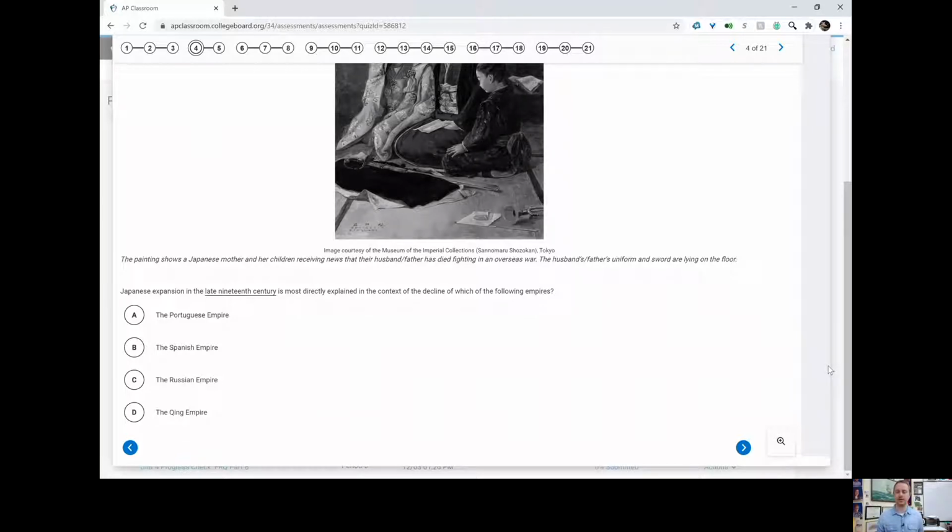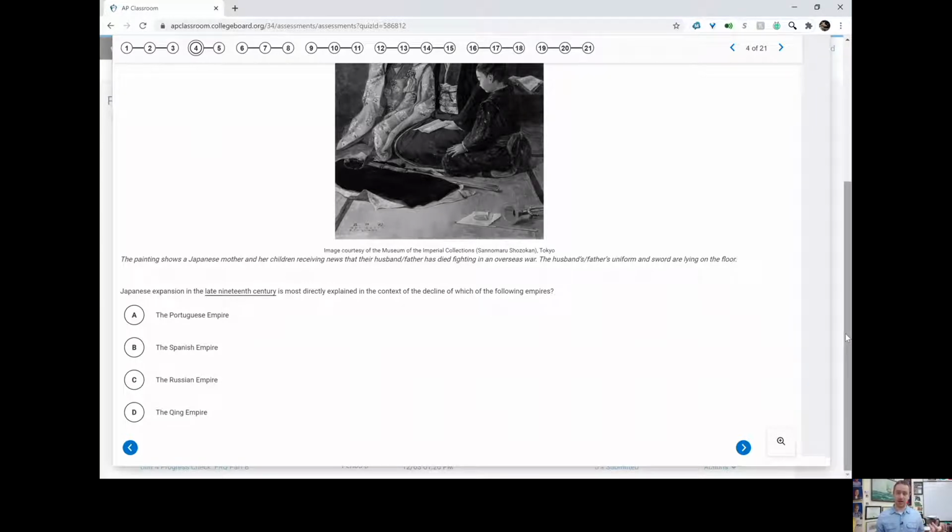That's it. If I don't know this content, the image isn't going to magically tell you the answer. So you better just assume that you've studied. I'm assuming that you've studied, you know some stuff about Japan. So let's look through this. We're looking at Japanese expansion. Imperialism is the word I would use.